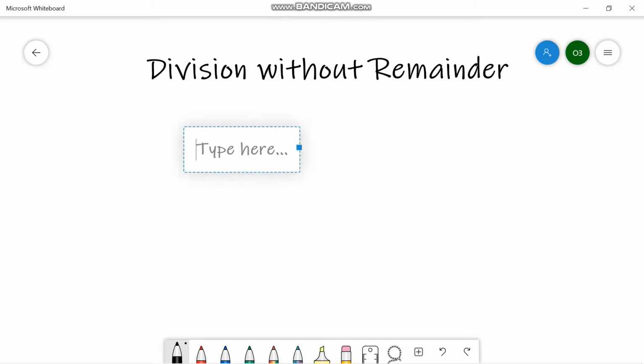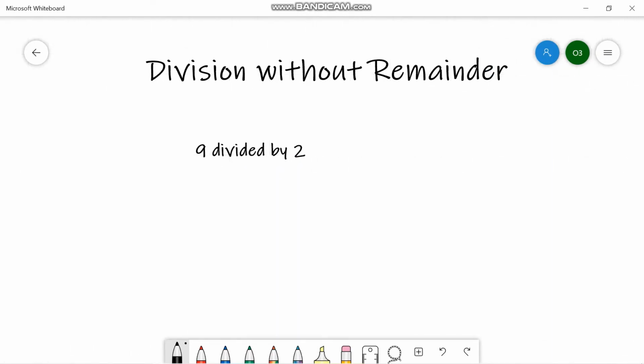Let's say I have 9 divided by 2. So 9 divided by 2 means how many groups of 2 are there in 9? Okay, so let's solve this using an array. So let's make groups of 2 up to 9.